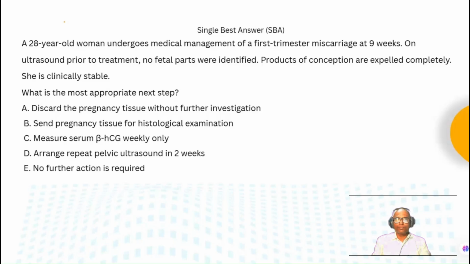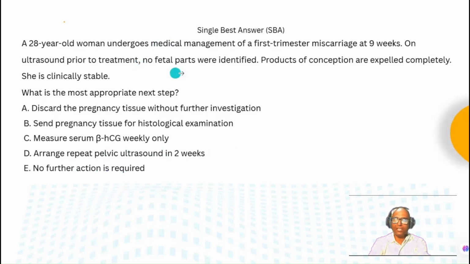I don't think no further action is required. Here, medical management of a first trimester miscarriage at 9 weeks. On ultrasound prior to the treatment, no fetal parts were identified. This is very, very important information. It is a 9-week pregnancy, and you are not identifying the fetal parts. So the options are: discard the pregnancy tissue without further investigation, send pregnancy tissue for histopathological examination, measure serum beta HCG weekly only, arrange repeat pelvic ultrasound in 2 weeks, and no further action is required.